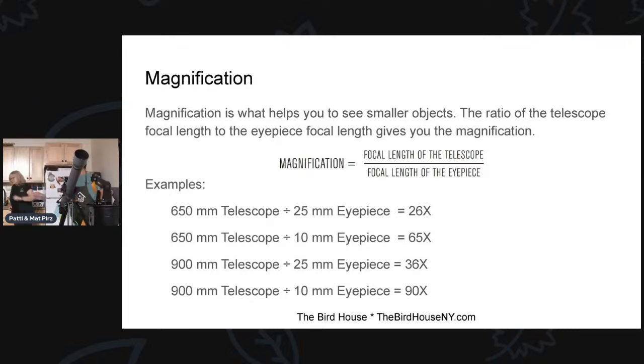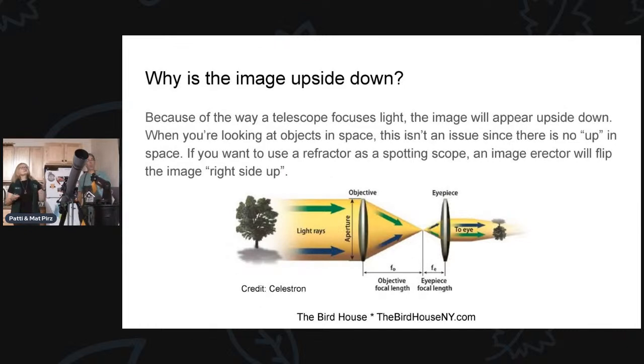Okay, now back to what I thought we were going to go to. Why is that image upside down, that tree? So when you're looking at that tree in a regular spotting scope or a pair of binoculars, you see the tree and it's right side up. In a telescope, the image is actually upside down. It doesn't matter when you're looking at the sky if it's upside down. Your brain's not going to flip it.